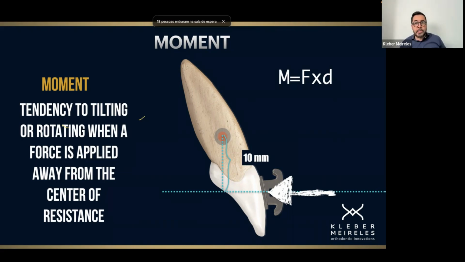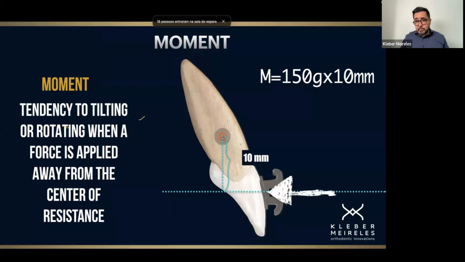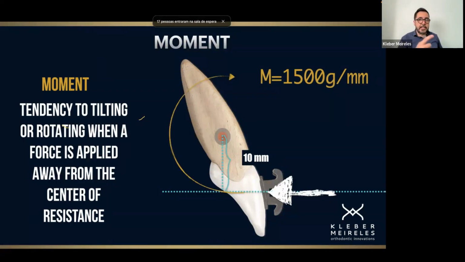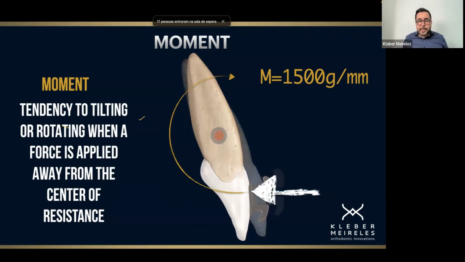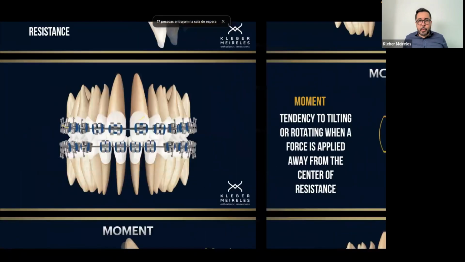This is something important in periodontal patients, for example. Periodontally compromised teeth, for example. Let's do this math here. The moment is calculated from the force, let's say 150 grams of force, and the distance between this line of action and the center of resistance. In this example here, 1,500 grams per millimeter, which is what we use in orthodontics to measure the moment, okay? So this is what's going to happen. This is the center of rotation.